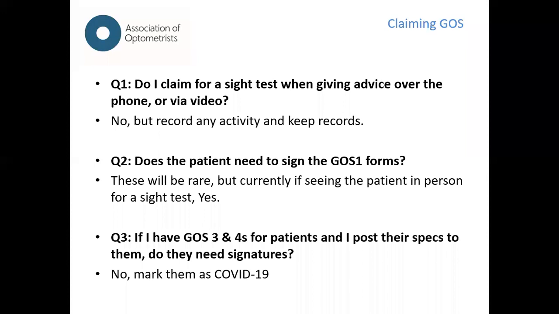If you've got GOS3s or 4s for patients and you want to post their specs to them, do they need signatures? No, they don't. You can mark those as COVID-19 and just send them off to the patients, and then just submit the form, and that will be absolutely okay. And they will pay them. We had that confirmed. Actually, it was confirmed on a webinar yesterday, just in case anybody heard that.